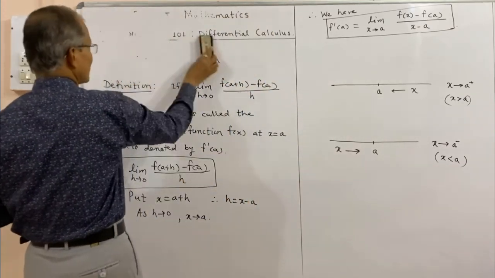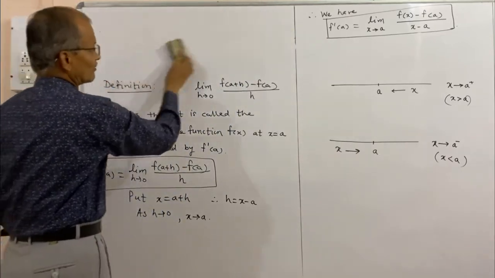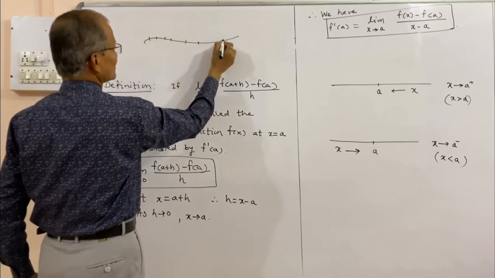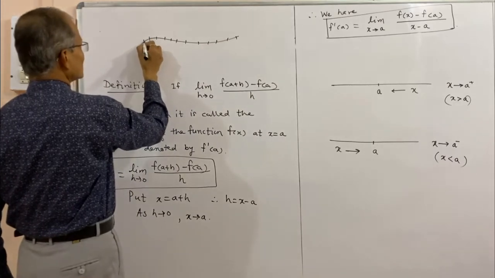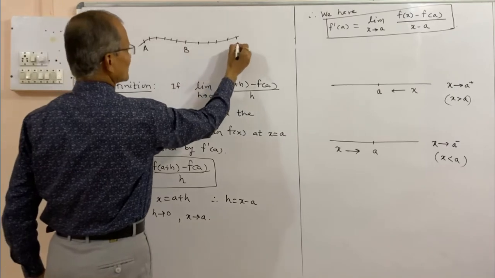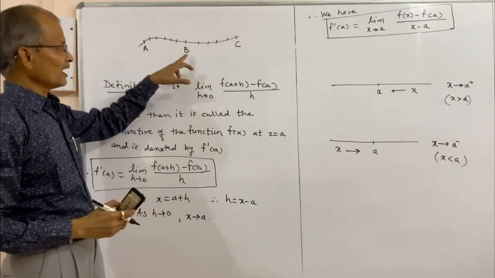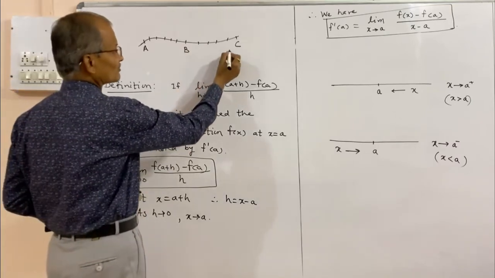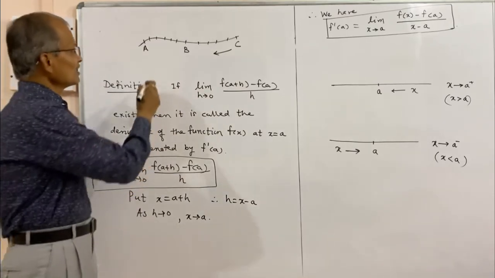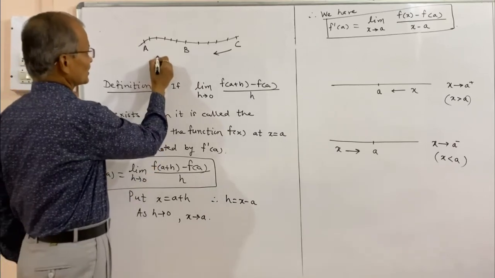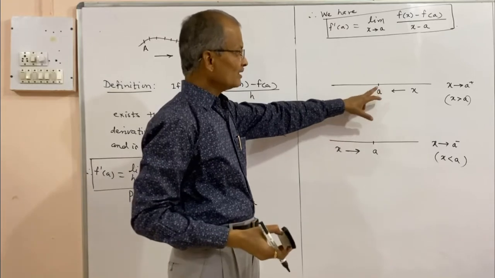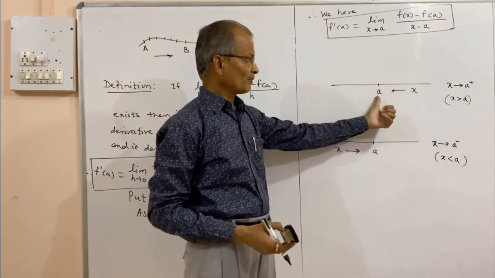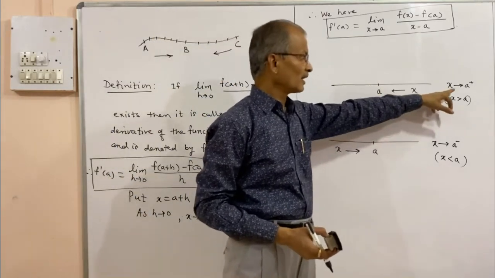The meaning can be understood like this. Suppose there is a single railway line, and there are three stations we may consider. Suppose this is A, this station is B, and this station is C. Now if there is an announcement that a train is approaching station B, there are two possibilities. The train can come from station C to station B, or the other possibility is the train can arrive from station A to B. So that is the case here. If a is there, then x is approaching towards a, means x is becoming closer and closer to a. If x is on the right side and it approaches towards a, we say x tends to a from right, and write this as x tends to a plus.